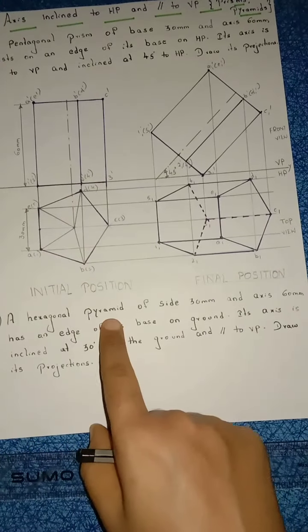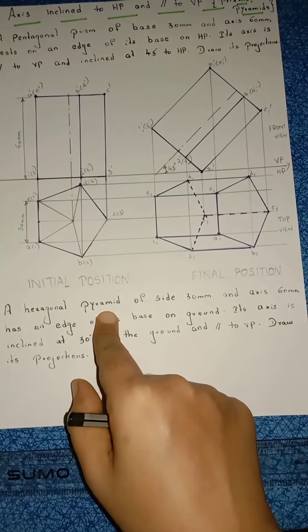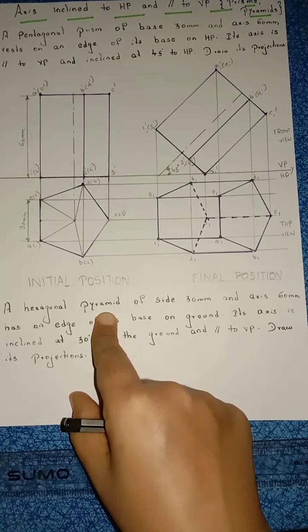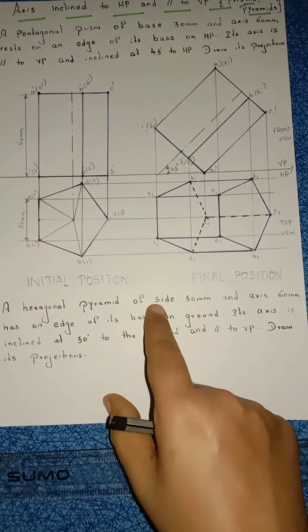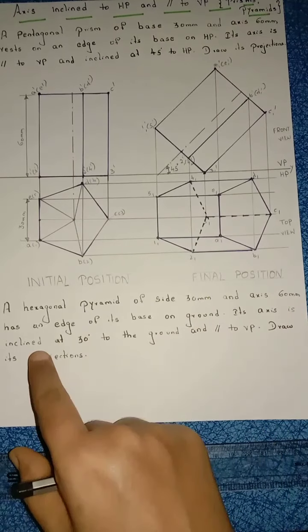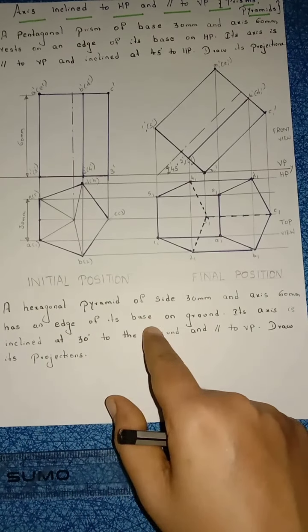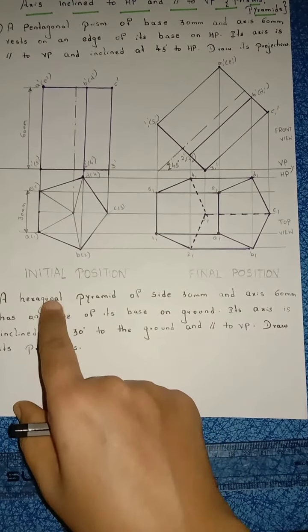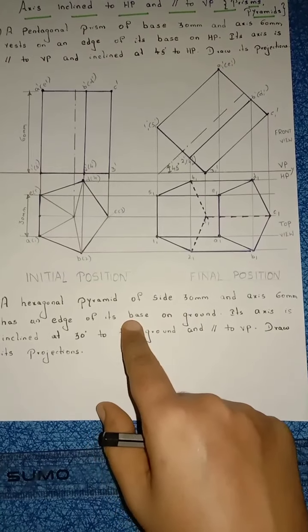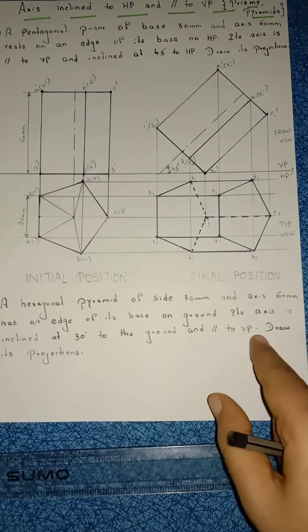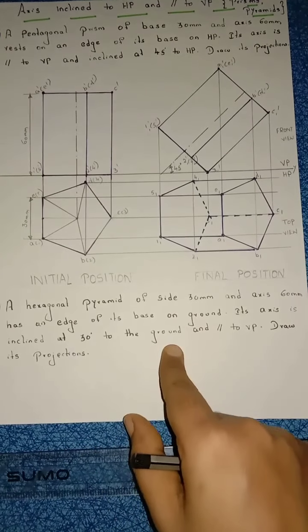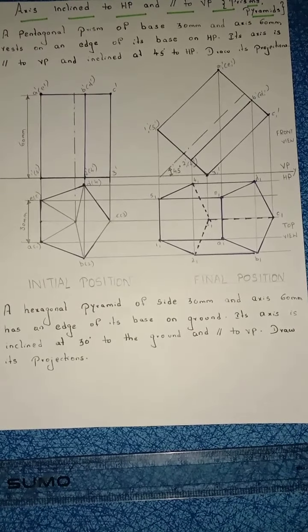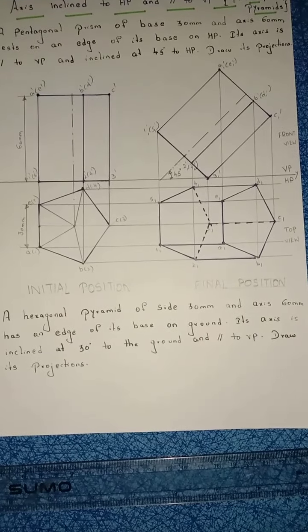A hexagonal pyramid. See, in this question they asked to construct pyramid. Pyramid is bounded by triangular faces, so in front view you have to construct triangle. A hexagonal pyramid of side 30 mm and axis 60 mm long has an edge of its base on the ground. Ground means horizontal plane. So you should construct the hexagon on HP. Condition is base should be on HP. Its axis is inclined at 30 degrees to the ground. That means 30 degrees to HP and parallel to VP. Draw its projections. Right. So let us see how to construct this one.